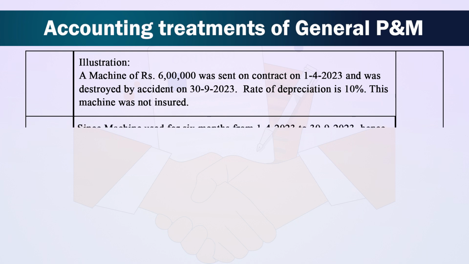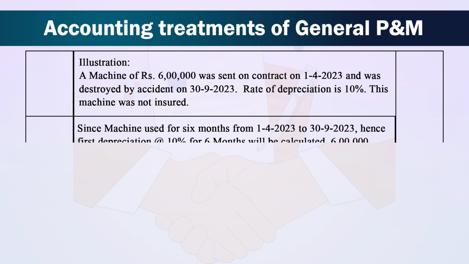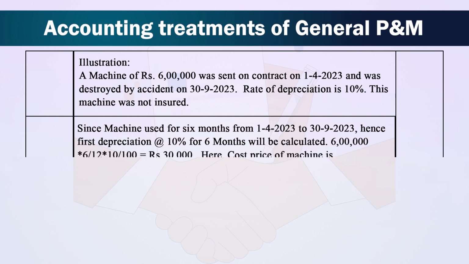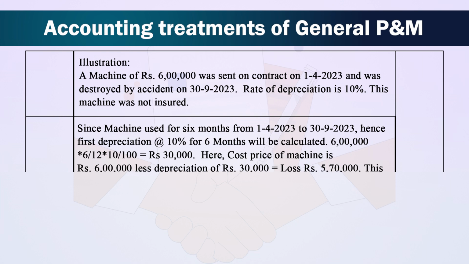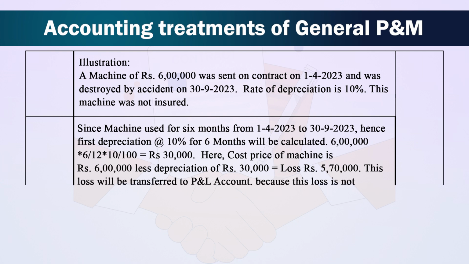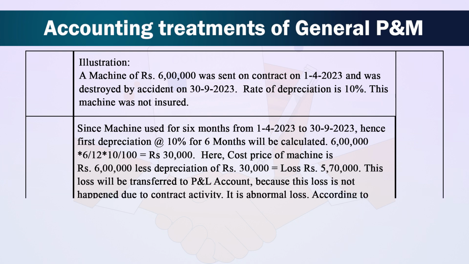Since the machine was used for 6 months from 1st April 2023 to 30th September 2023, first depreciation at the rate of 10% for 6 months will be calculated. Therefore, it is 6 lakh into 6 divided by 12 into 10%, that is 10 divided by 100, and the amount comes to rupees 30,000.